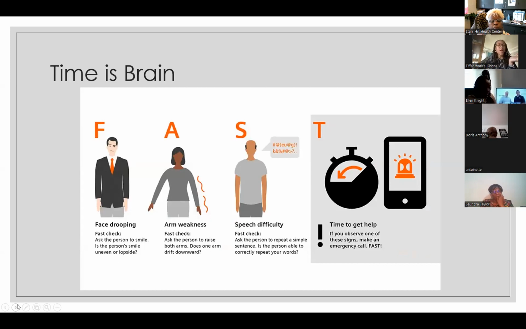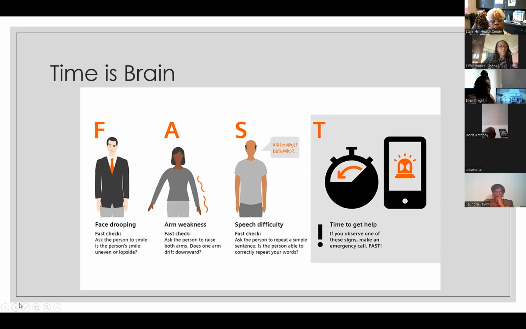So that's where this acronym comes from that you might have heard, FAST. The FAS has to do with identifying symptoms of a stroke. So facial drooping is one of the tests to see if someone's facial muscles are affected by a stroke. You ask the person to smile to see if their face is lopsided or it seems uneven.